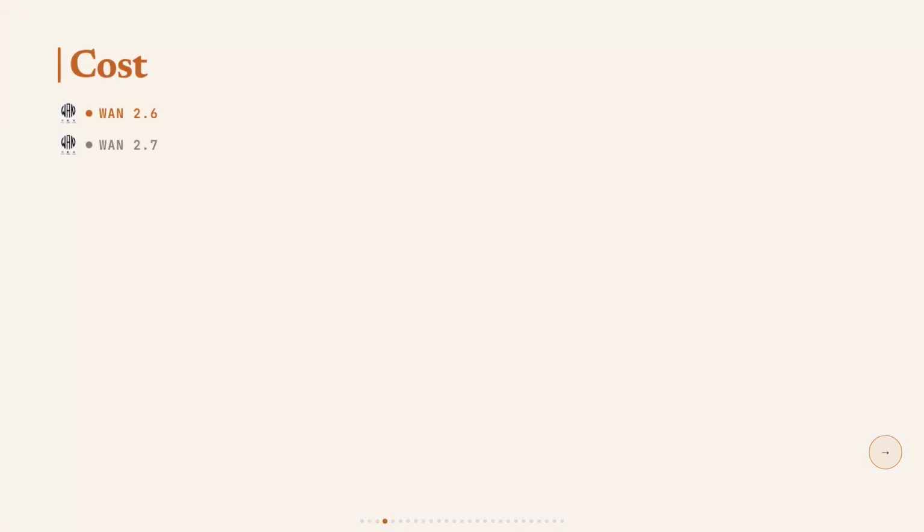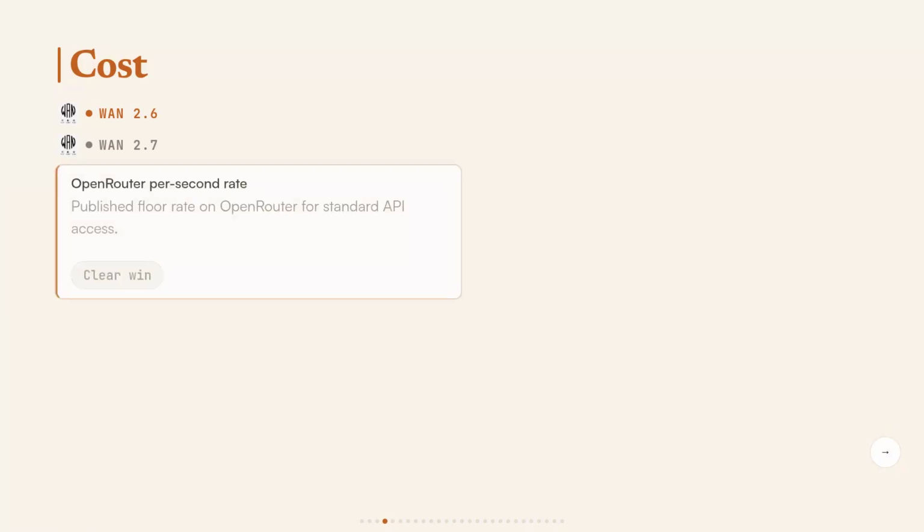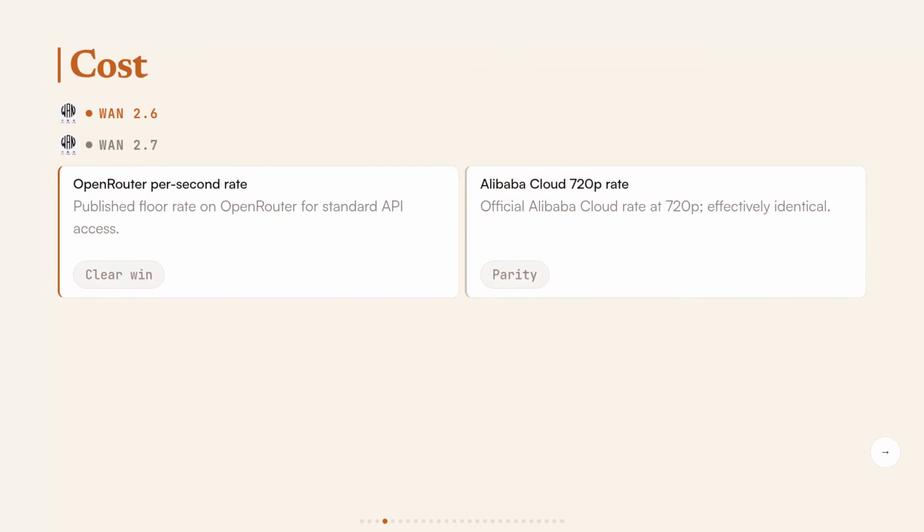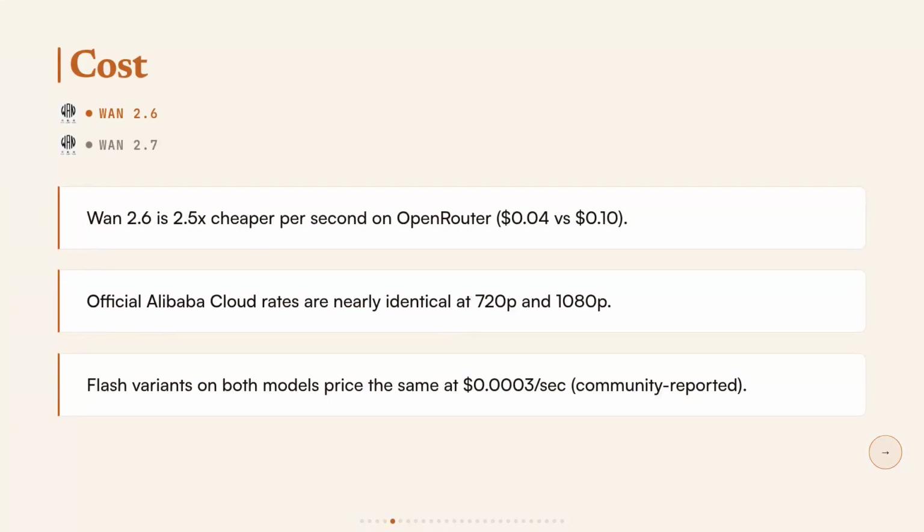I pulled the published OpenRouter listings and the official Alibaba Cloud Doc side by side. On OpenRouter, WAN 2.6 runs 4 cents per second, WAN 2.7 runs 10 cents per second, so WAN 2.6 is 2.5 times cheaper there. On Alibaba Cloud Direct, though, the rates are nearly identical at both 720p and 1080p, which is a real caveat worth knowing before you assume the gap is universal. The gap only bites you on OpenRouter.